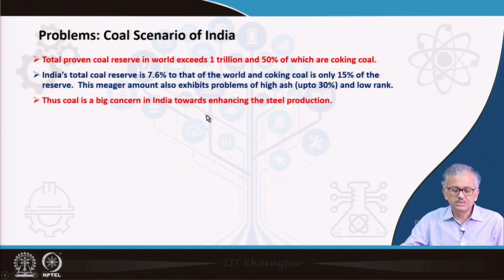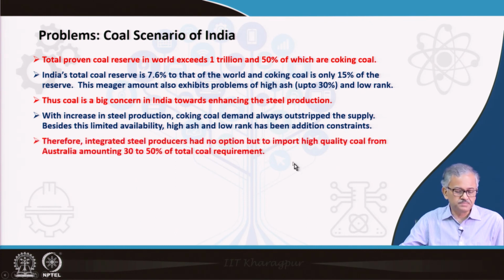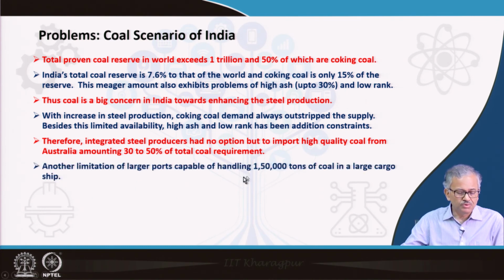Thus, coal is a big concern in India towards enhancing steel production. With increase in steel production, coking coal demand has always outstripped the supply. Besides this limited availability, high ash and low rank have been additional constraints. So integrated steel producers had no option but to import high quality coal from Australia, amounting to around 30 to 50% of the coal requirement. From indigenous coal they blend it before making coke.